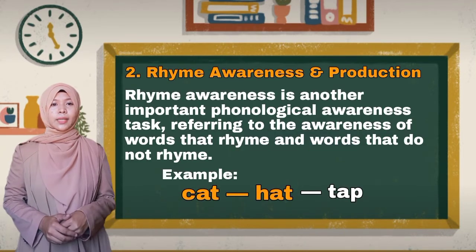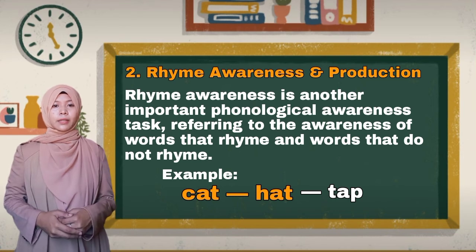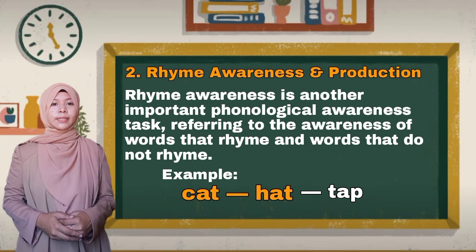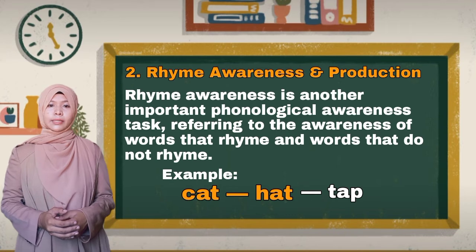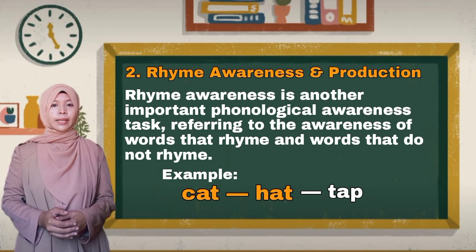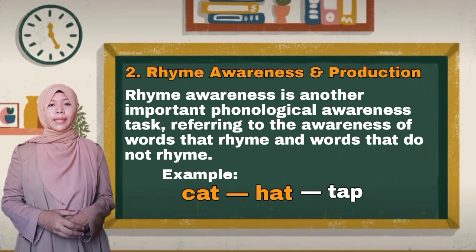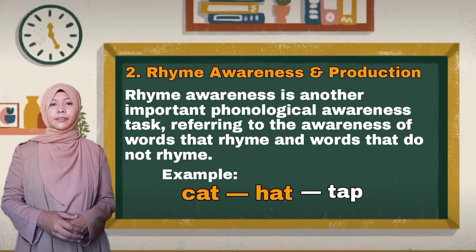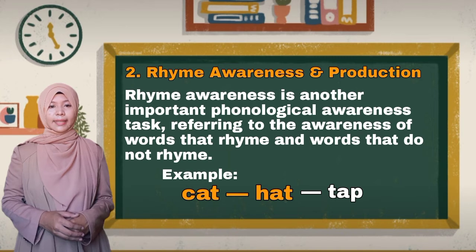The next skill that we need to learn in phonological awareness is rhyme awareness and production. Rhyme awareness is another important phonological awareness task, referring to the awareness of words that rhyme and words that do not rhyme. Words that rhyme are those words that sound alike. For example, children with rhyme awareness would be able to identify the rhyming words from this group below: cat, hat, top. Based on their sounds, the student can identify that cat and hat are the rhyming words since they sound similar at the end.